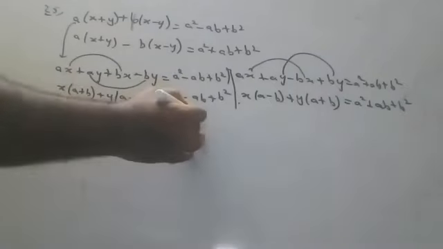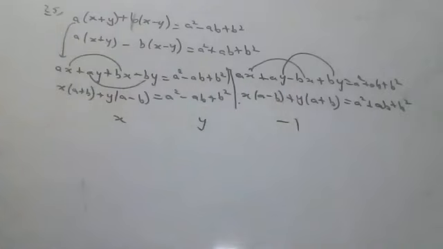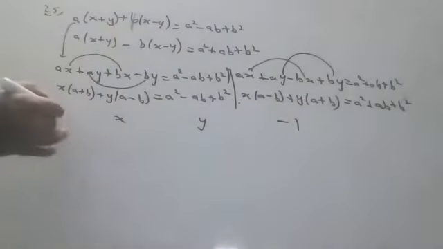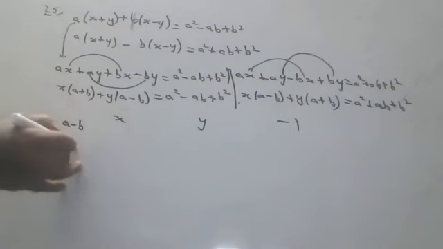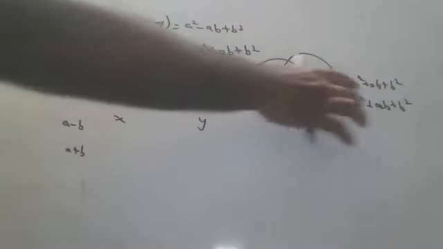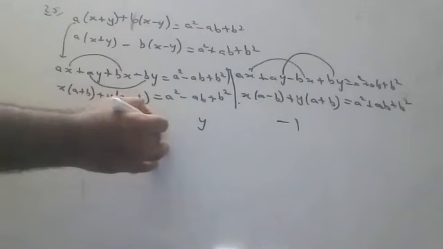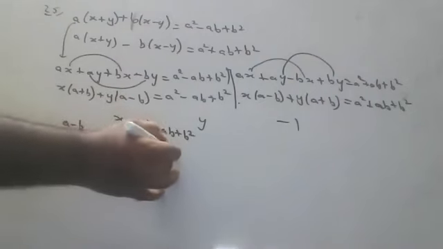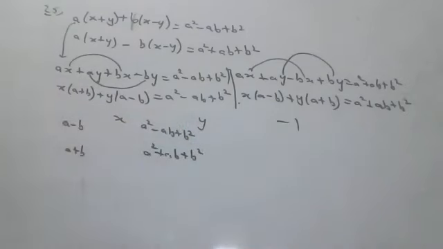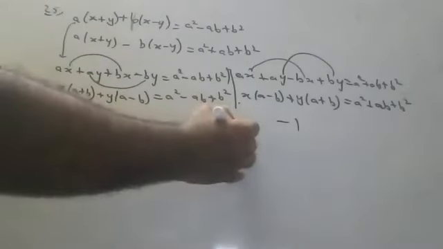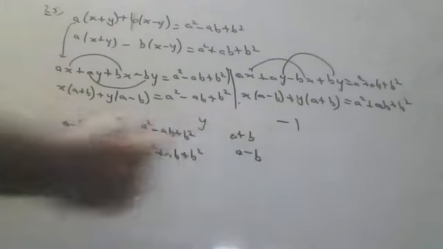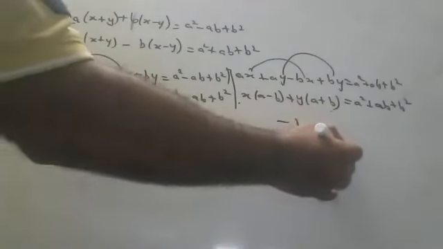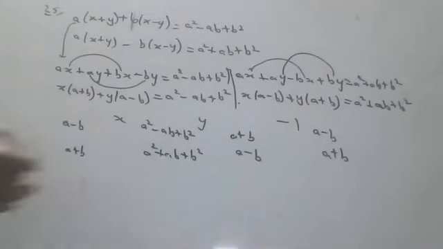x, y, minus 1. So, we will start with b1, b2, children. What is b1, b2? (a - b) and (a + b). What is c1, c2, children? a² - ab + b² and a² + ab + b². What is a1, a2, children? a1, a2: (a + b) and (a - b). What is b1, b2, children? (a - b) and (a + b). Now, let's go for the cross multiplication.